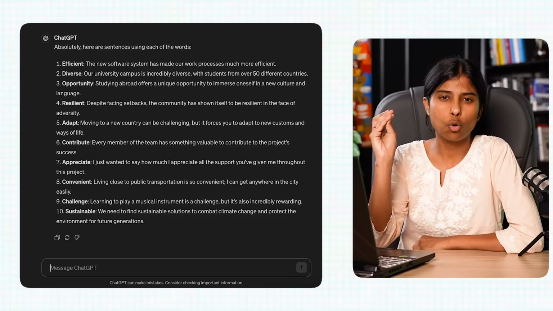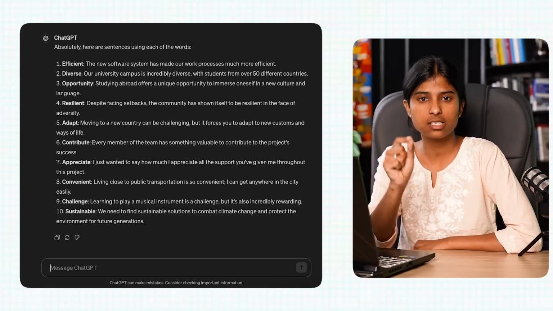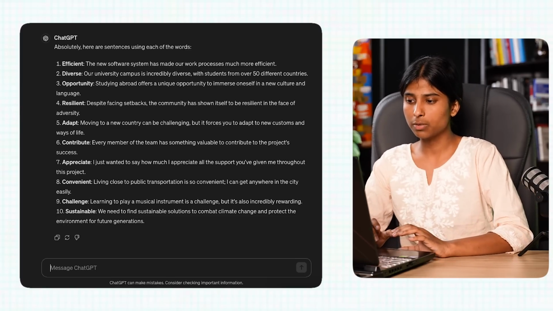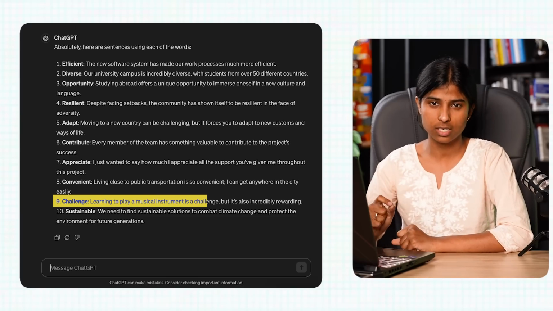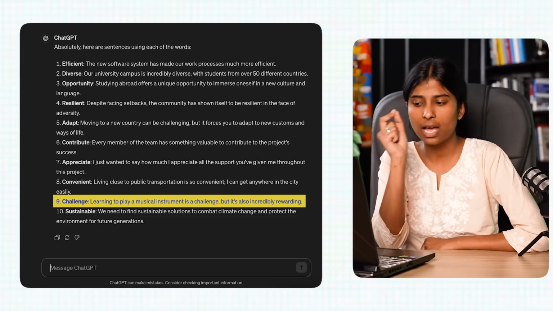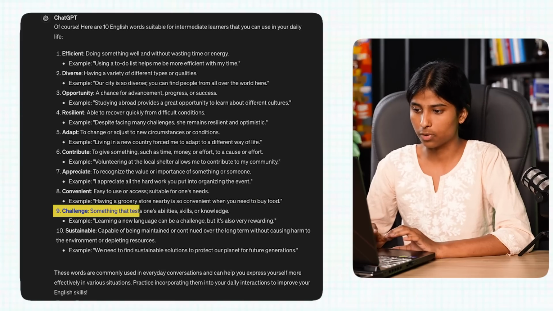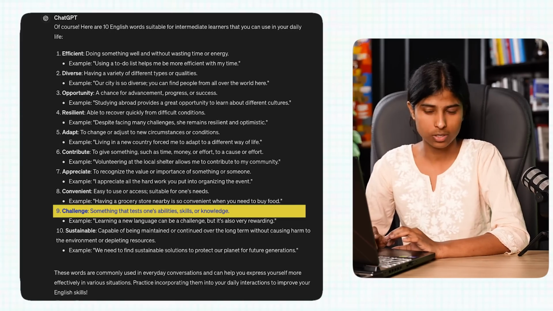So now it has used all 10 of these words in different sentences. In the same way you can start using these words. For example, the word challenge over here: Learning to play a musical instrument can be a rewarding but challenging experience. So now you can see how to use challenge. And you already know the meaning of challenge, because we have just found out over here: a task or situation that tests somebody's abilities or resources. So we have got sentences, we have got vocabulary.